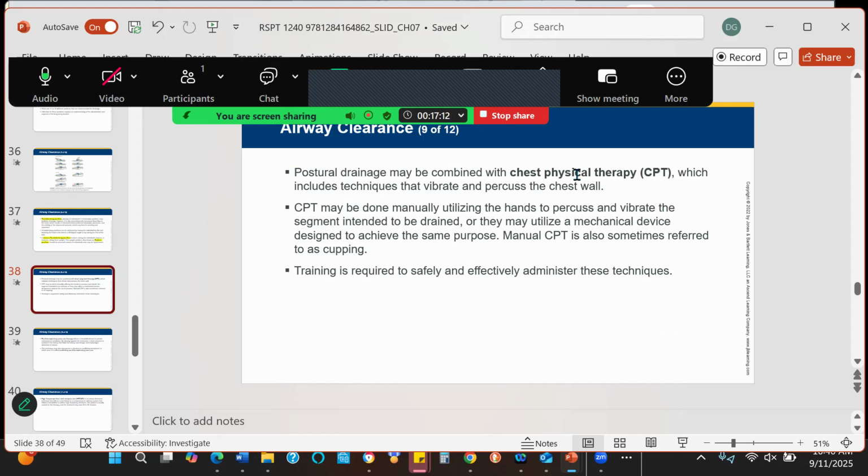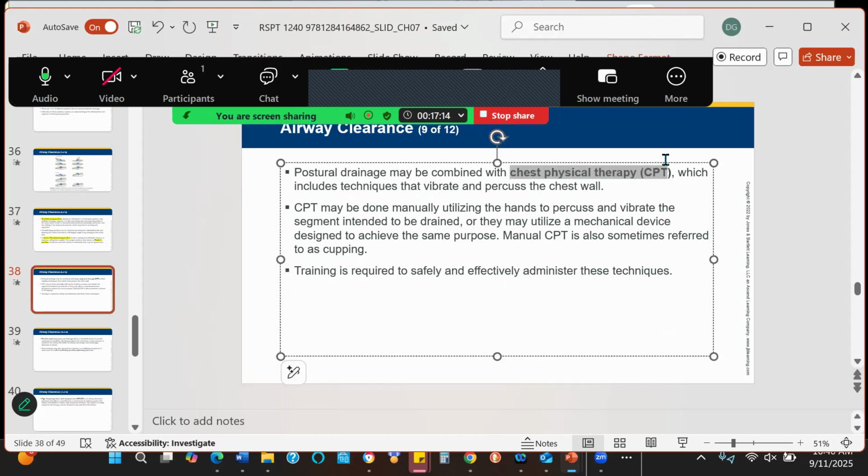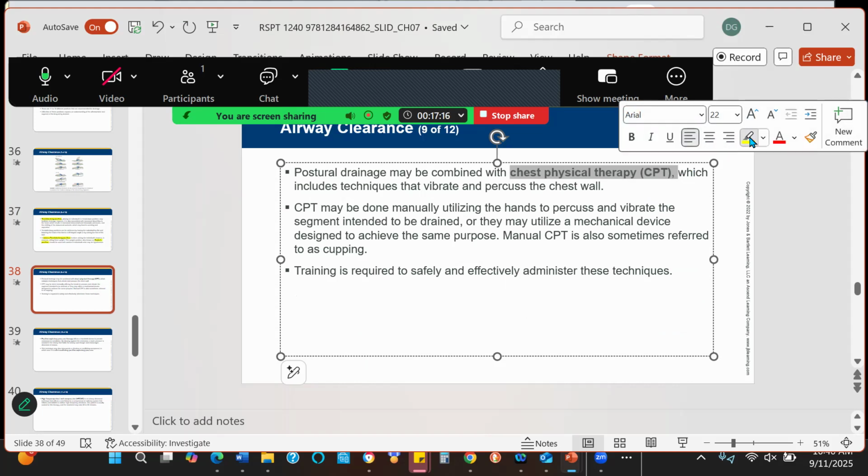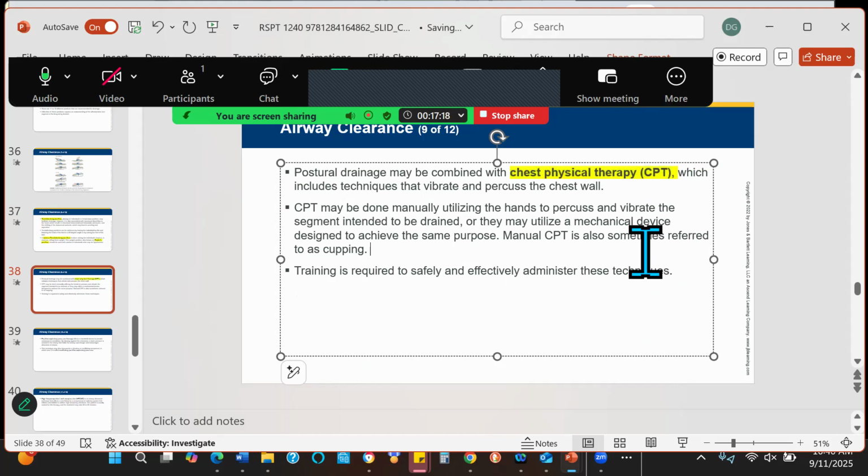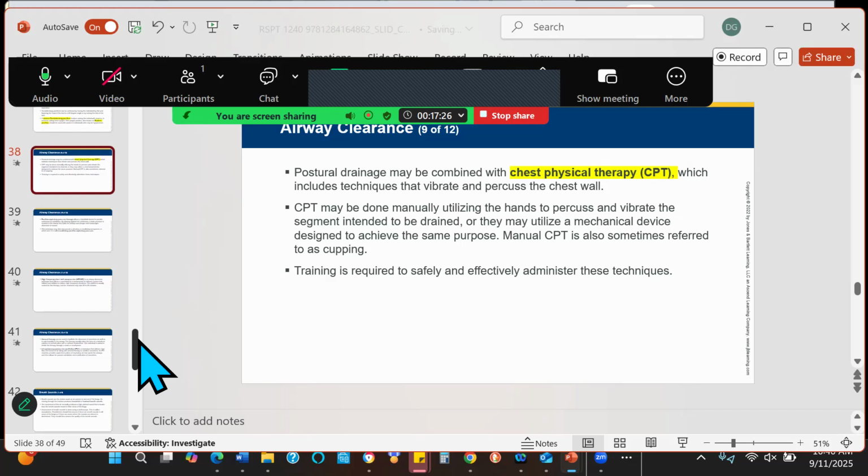Postural drainage combined with chest physical therapy, which sometimes we do these days with a vest system, a vest, or a manual percussor. Both work pretty well. I'm a big vest fan myself. I think the vest is amazing.